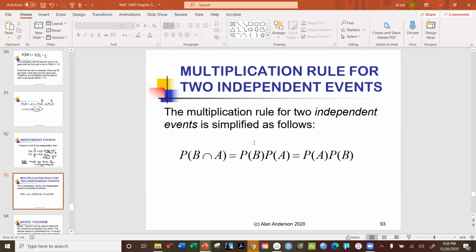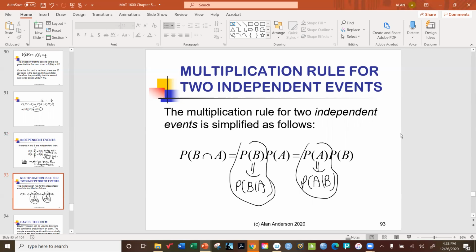And so all of a sudden, look what happens. You lose all the conditional probabilities. In other words, this was B given A. This was A given B. Not anymore, because these are equal to each other when A and B are independent. So look how much simpler that is. The probability of B and A being true is simply equal to the probability of both of them independently being true multiplied together. Wow, that's helpful, to say the least.